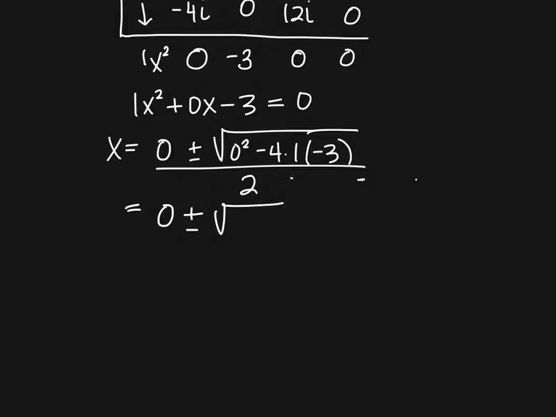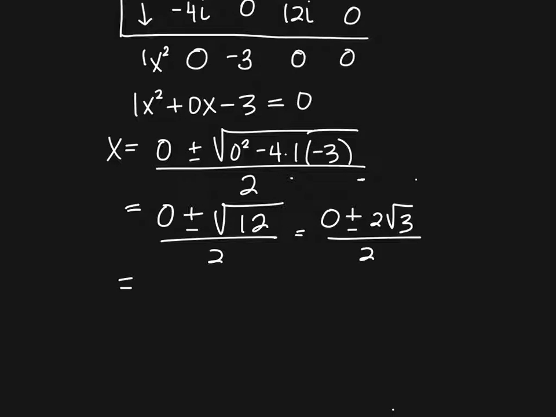Well, 4 times 1 times 3 equals negative 12, but that negative in front makes it positive 12. All right, so I end up with the square root of 12 over 2. So that is 2 rad 3 over 2, and then I want to split that up. So I end up with 0 over 2 plus or minus 2 rad 3 over 2, and that all reduces. The 0 over 2 is 0, and 2 over 2 is 1, so I end up with plus or minus rad 3.